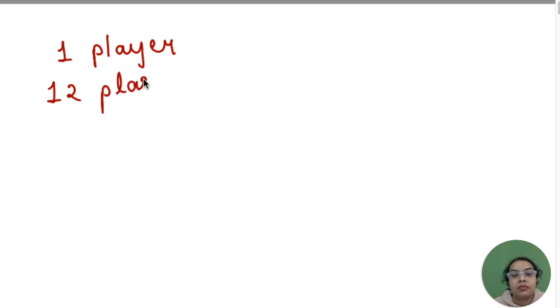Now have player and I have 12 players. The word player and players here it is common.